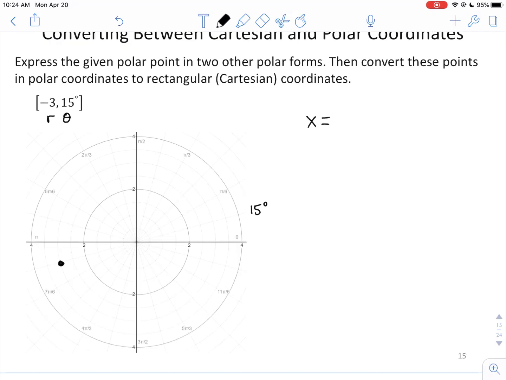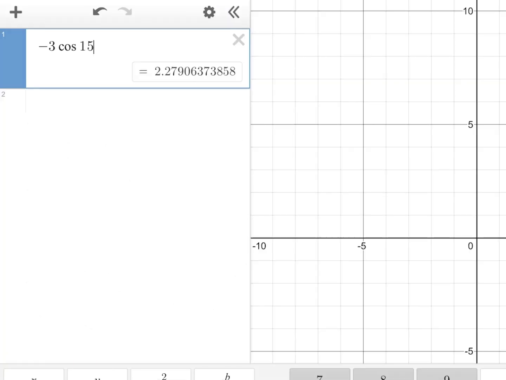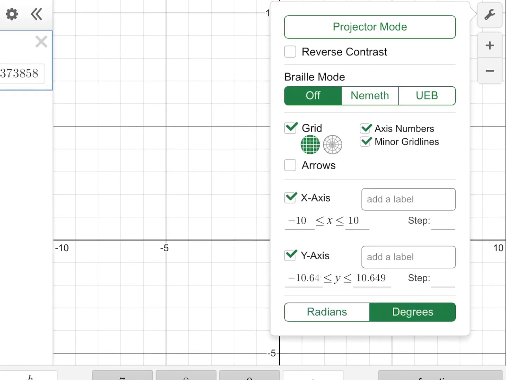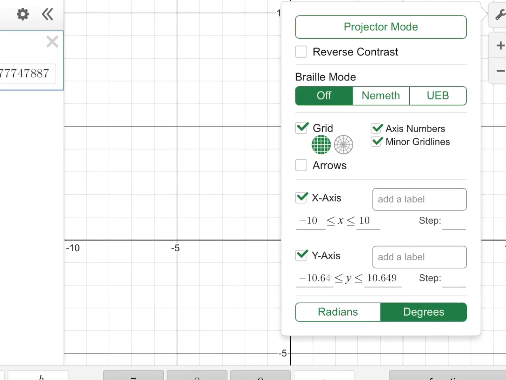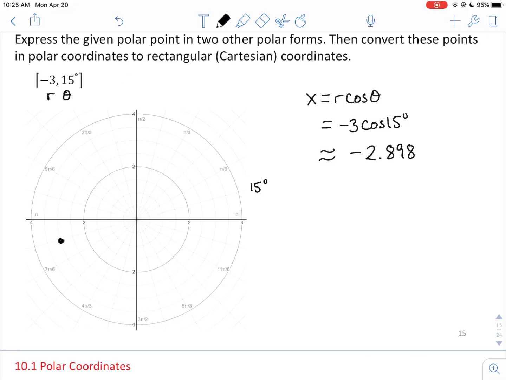Okay, to find the x coordinate, x is equal to r cosine of theta. In this case, the radius is negative 3 and the angle is 15 degrees. Let's go ahead and just use Desmos here to approximate this. Notice it's giving me a positive result. That's because Desmos, when you open it, defaults to radians. You've got to make sure you're in degrees. Build a habit of clicking this wrench right away and making sure you're in the right unit as far as angles are concerned, so degrees. Okay, now we get negative 2.898.